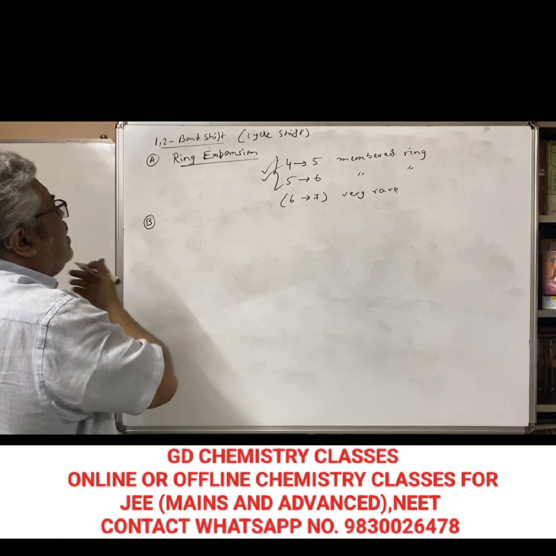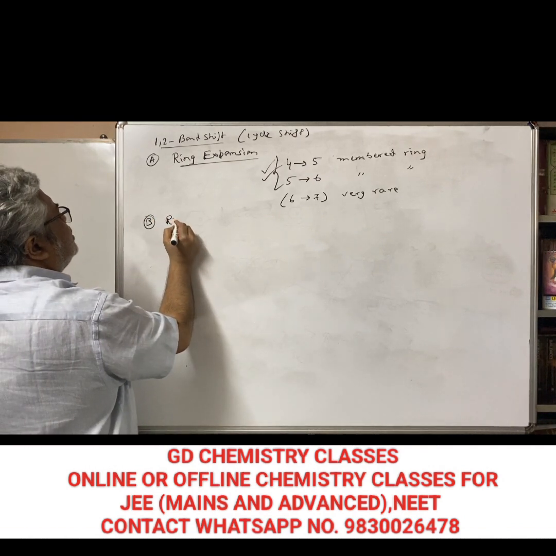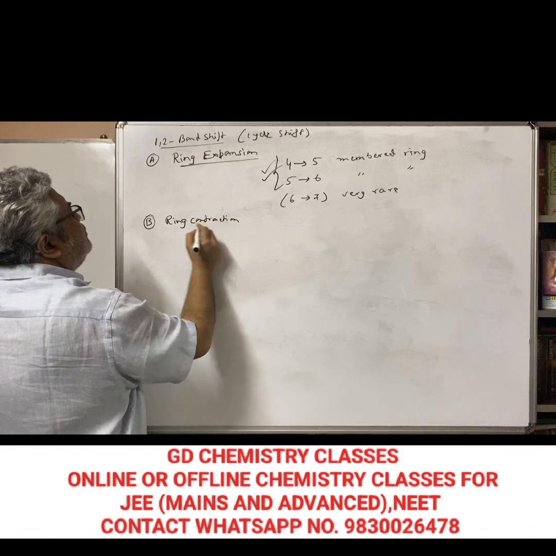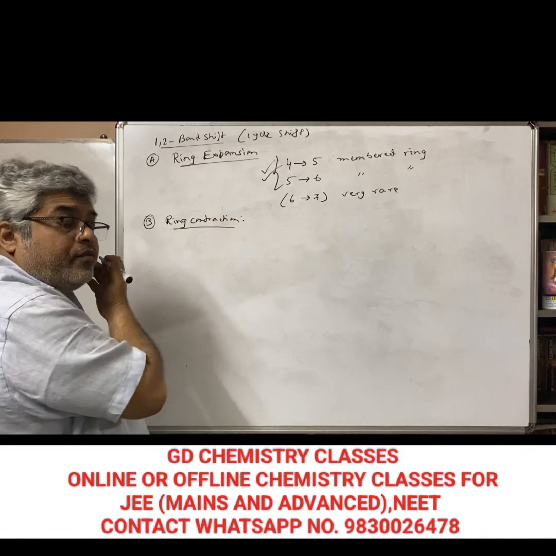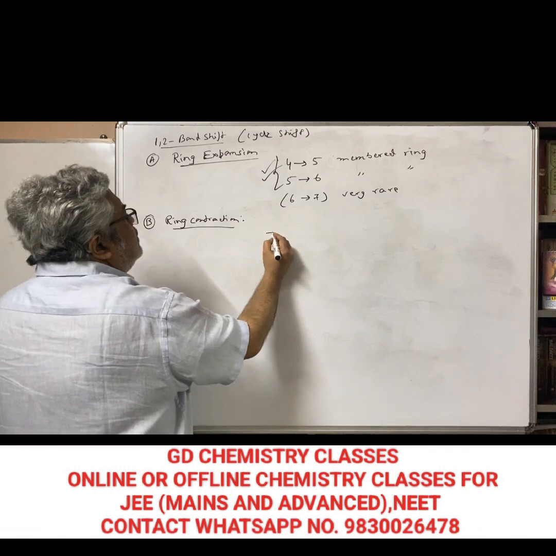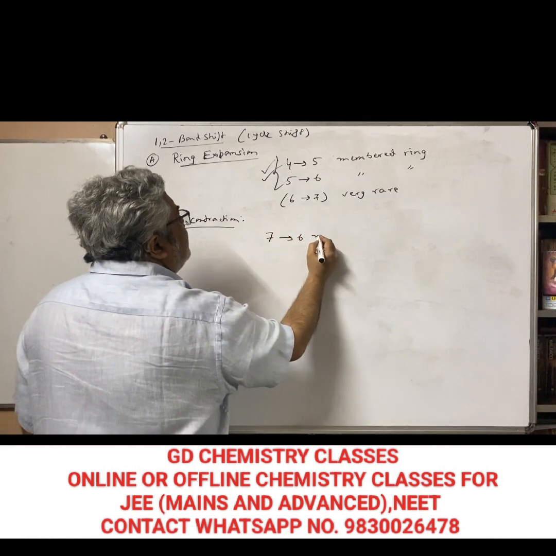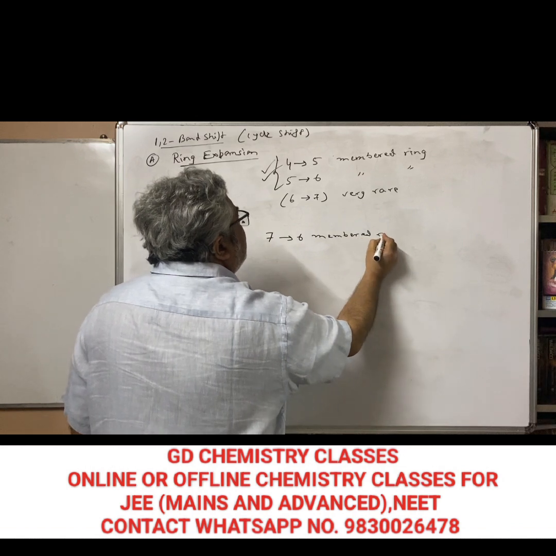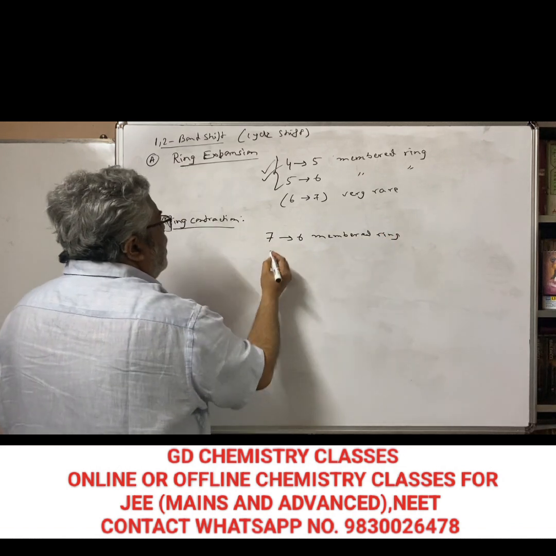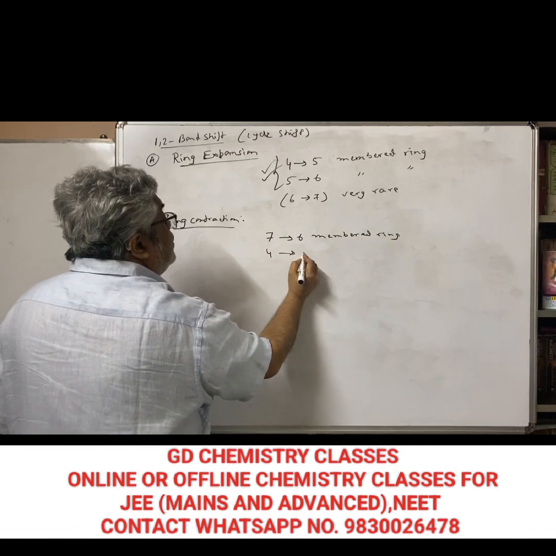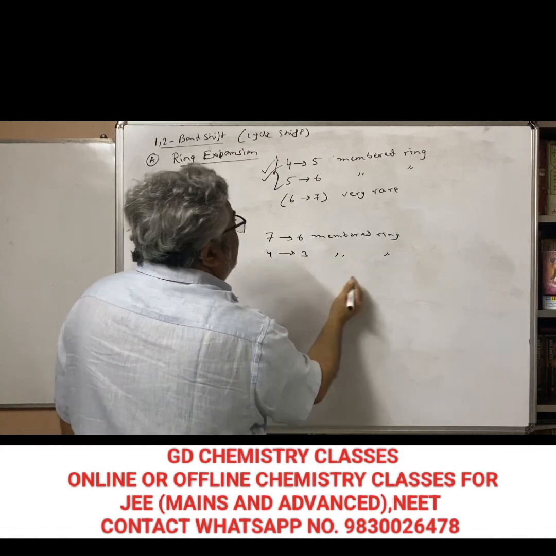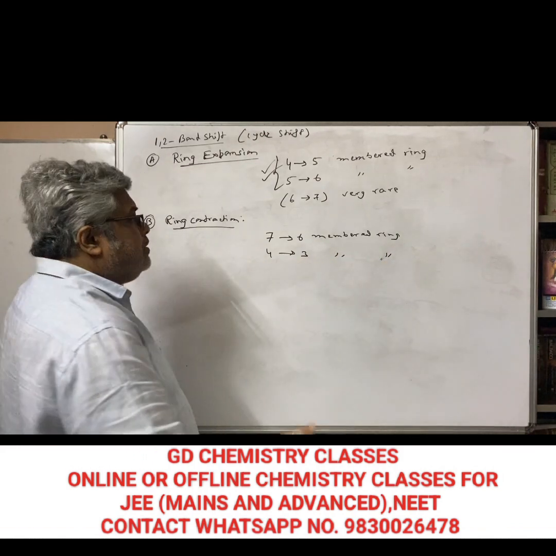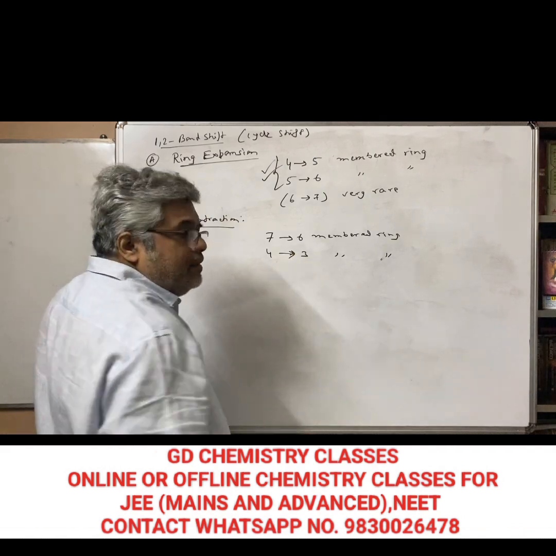Next is ring contraction. If you consider ring contraction, 7 member to 6 member ring is highly possible. Now 4 to 3 member ring. Now most of you may think why 4 to 3 member ring will occur, since the 4 member ring is more stable than the 3 member ring. We'll see to that. Why is that?